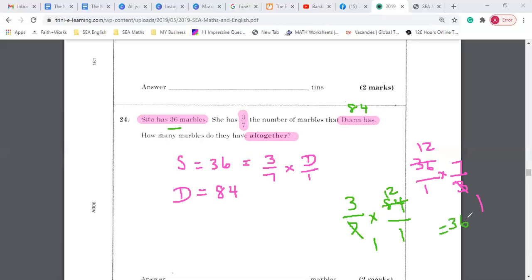All right, so we know that Diana has 84 marbles. Sita has 36. So all we have to do now is S plus D: 84 plus 36, 120 marbles.